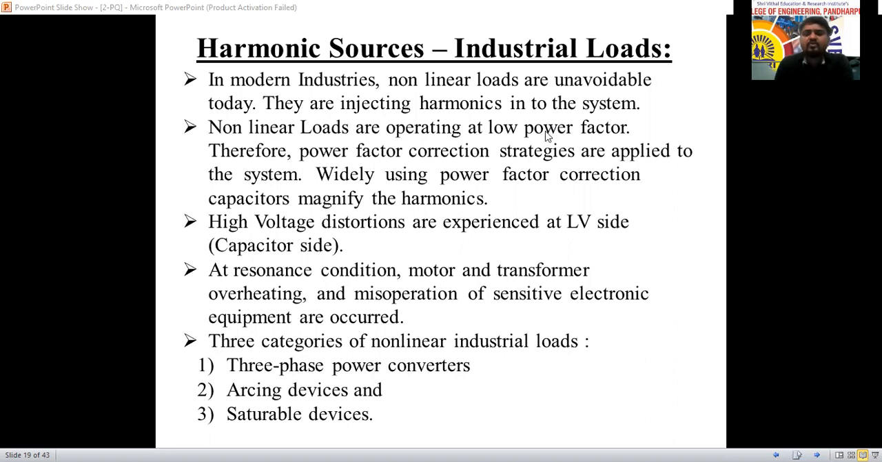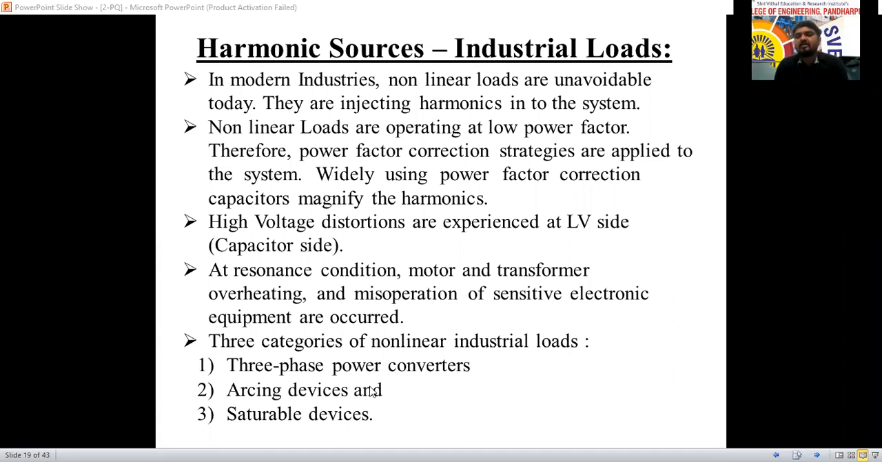Okay, there are mainly three categories of non-linear industrial loads. One is three-phase power converters, which as I just said may be rectifiers, inverters and so on. Then arcing devices or furnaces, where we do welding, soldering and produce arcs. And saturable devices, which operate at the saturation point.